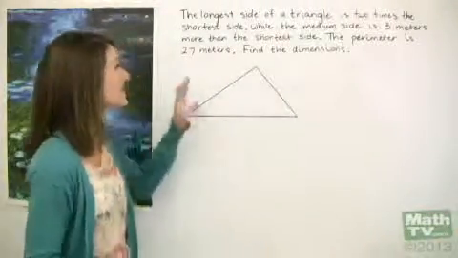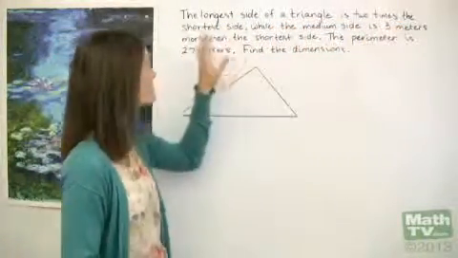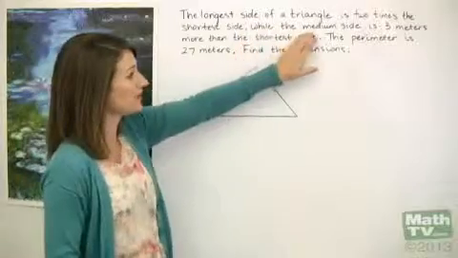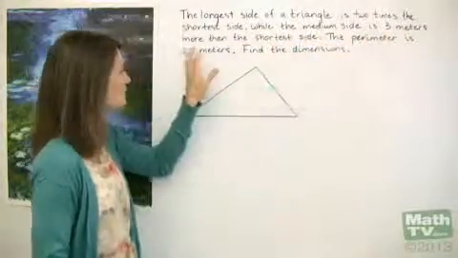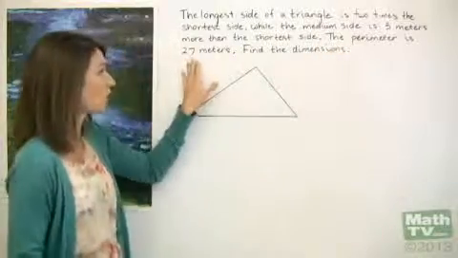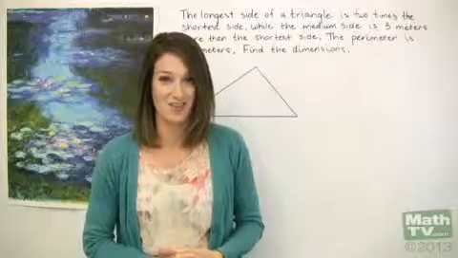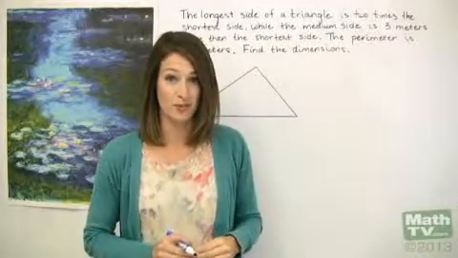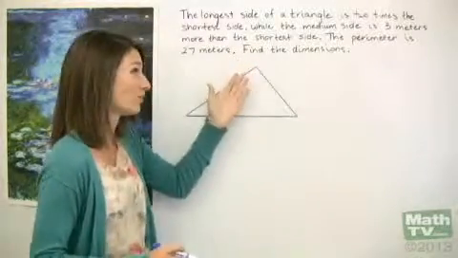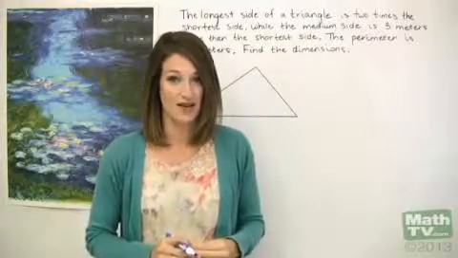Our first problem says the longest side of a triangle is 2 times the shortest side, while the medium side is 3 meters more than the shortest side. The perimeter is 27 meters, and we're asked to find the dimensions of the triangle. So the first step of the blueprint for problem solving is to read the problem and then mentally list all of the known and unknown items.